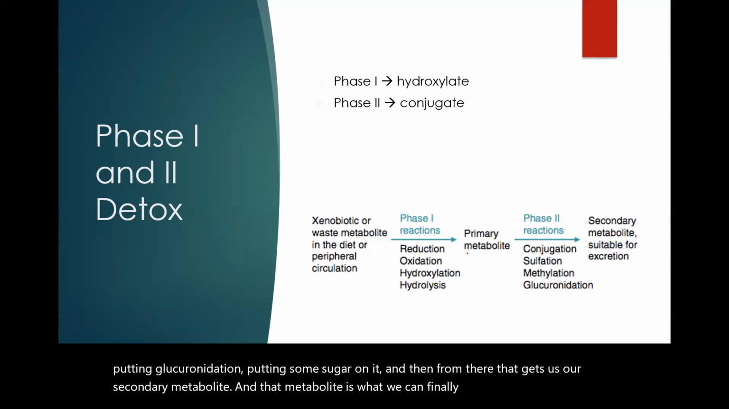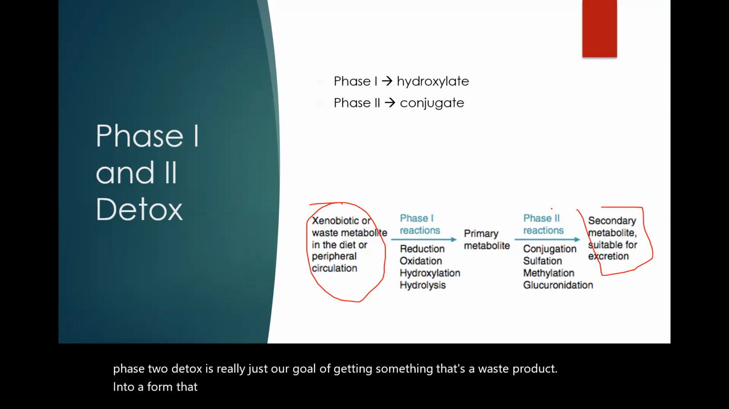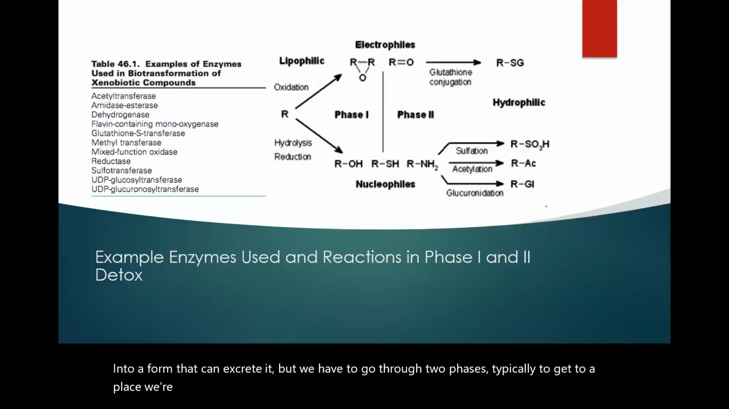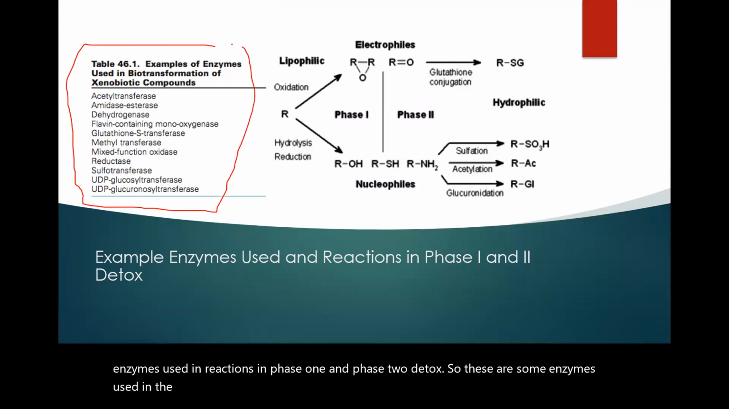But phase 1, phase 2 detox is really just our goal of getting something that's a waste product into a form that we can excrete. But we have to go through 2 phases typically to get to a place where we're able to safely eliminate. So what can that look like? Here's some examples of enzymes used in reactions in phase 1 and phase 2 detox. So these are some enzymes used in the biotransformation of xenobiotic compounds.